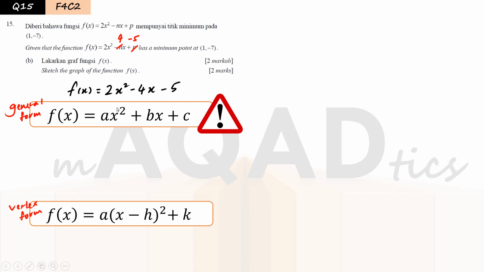Alright, so A here represents the shape of the graph, and we only have two types, right? If A is greater than 0, we have a smiley face graph. If A is less than 0, then we will have a sad face graph, right? So now, according to our value of A here, it's 2, which means that when we are drawing the graph, it would be a smiley face graph.